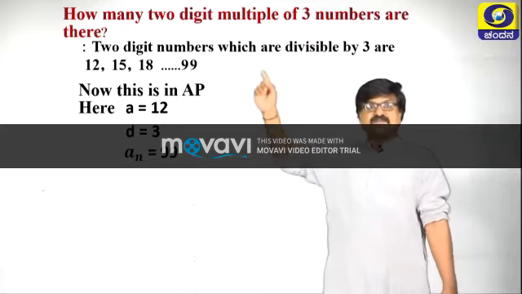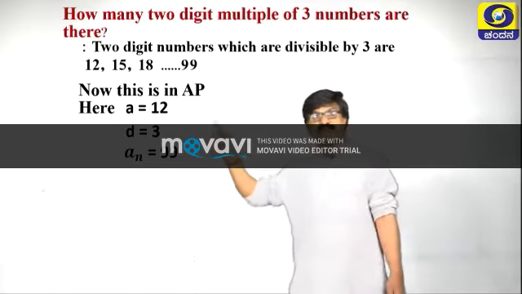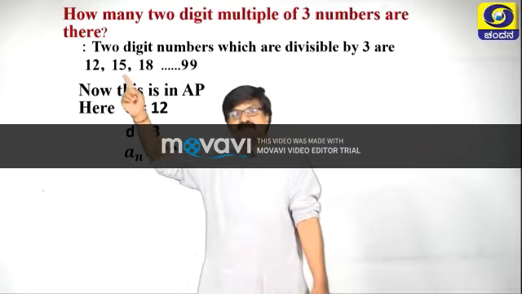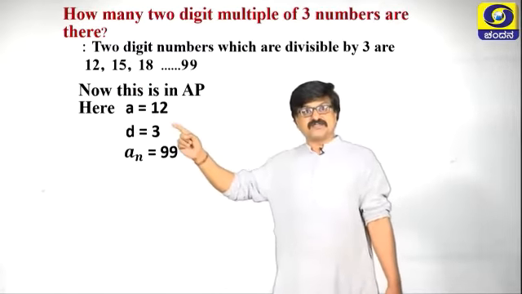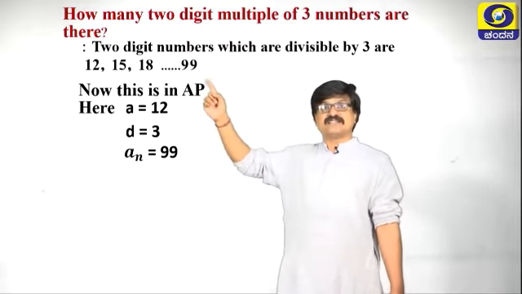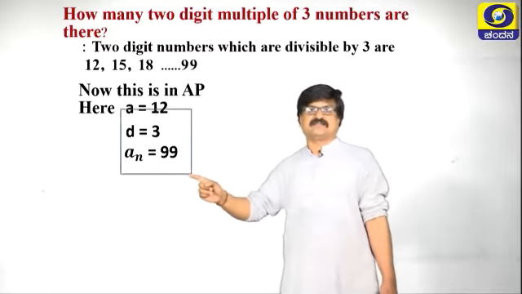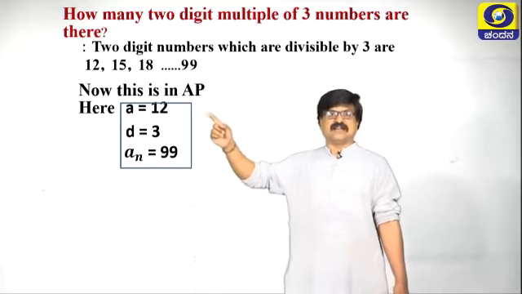Here the numbers are multiples of 3. Now this is an AP. Why? Because the common difference is 3 here. What is the a value? 12. What is the d value? 3. The last term, consider it as an here. I think these are all the data.